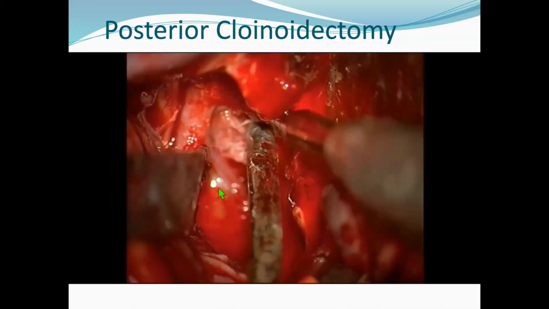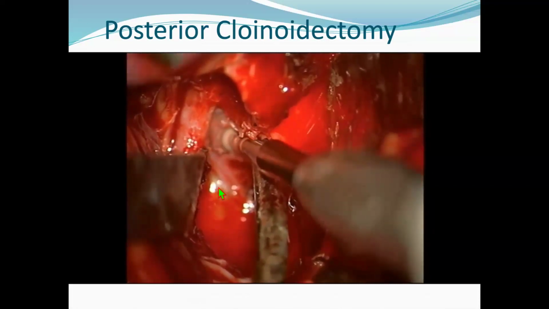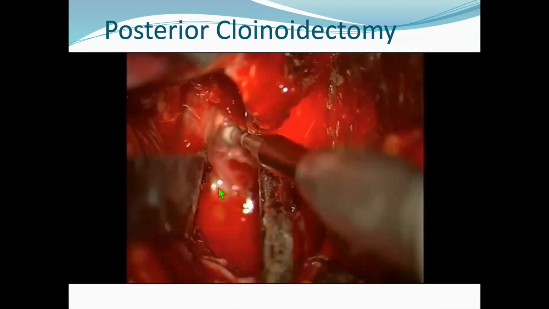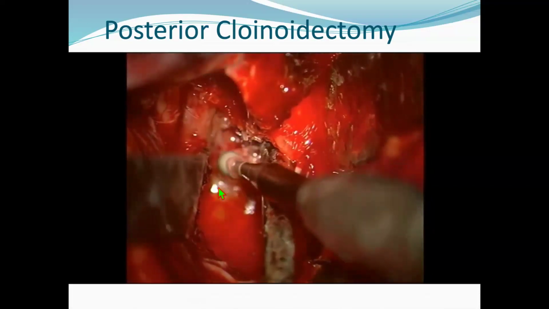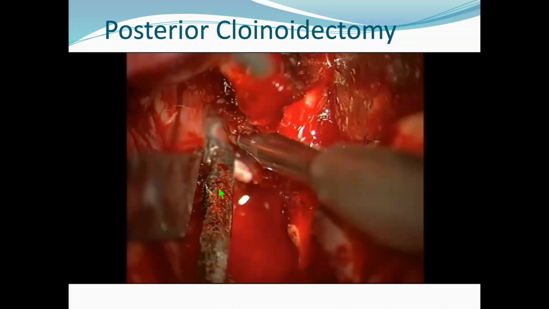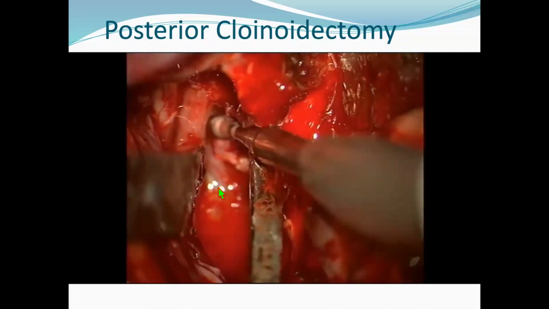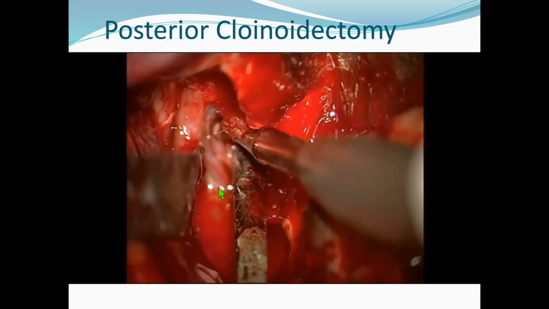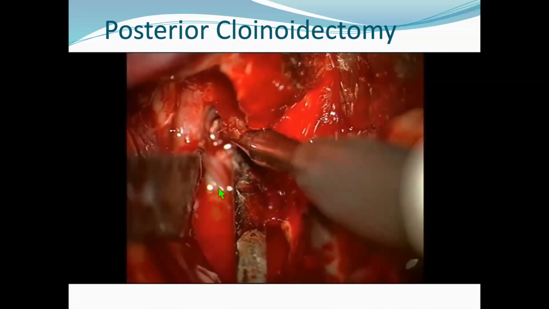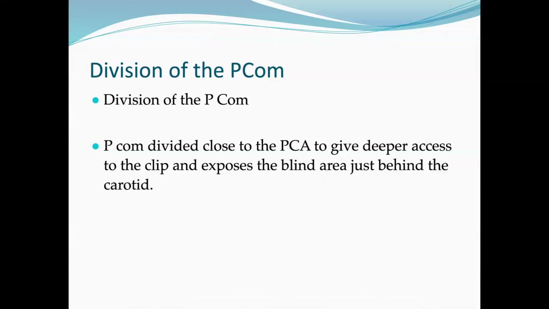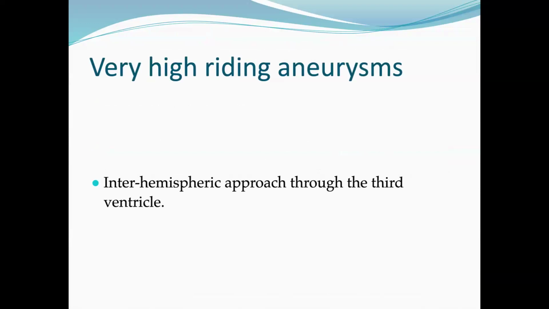The only issue is that you'll have to drill it very close to the carotid and the third nerve. Drilling of the posterior clinoid will usually expose a low-lying basilar. So the division of the PCOM will increase the depth of your access. And I think this is basically about all the aspects of accessing the basilar top.